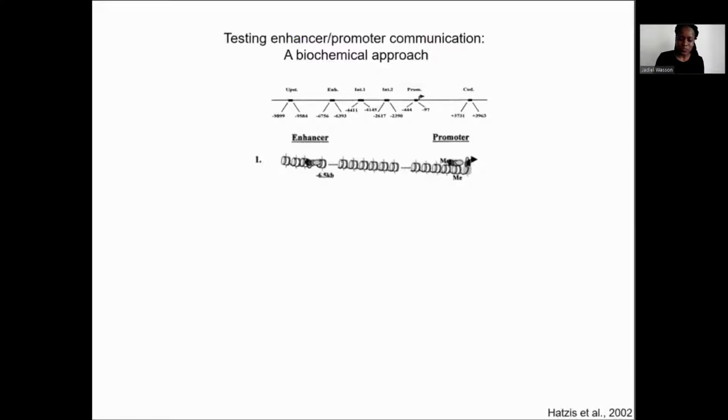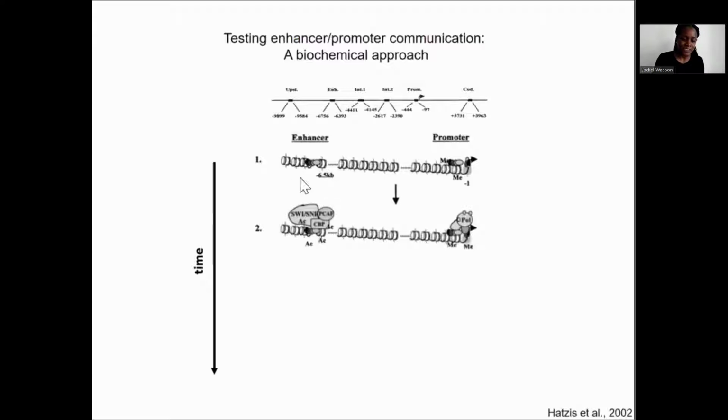So in the early 2000s, one group did this looking at different enhancer promoter associated factors, and also factors that were associated with the DNA in between the enhancer and the promoter. Through a series of ChIP experiments, they looked at factors over time, and they saw that different regulatory factors, including SNF, and also RNA polymerase. They also looked at histone acetylation over time, and they saw that progressively they tracked the acetylation and the accumulation of these proteins along the intervening DNA between the enhancer and the promoter.